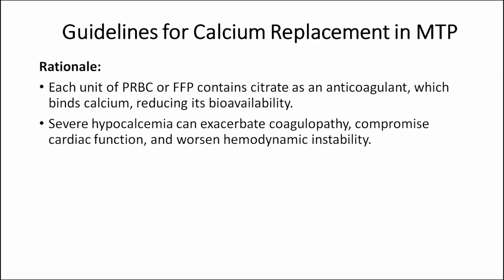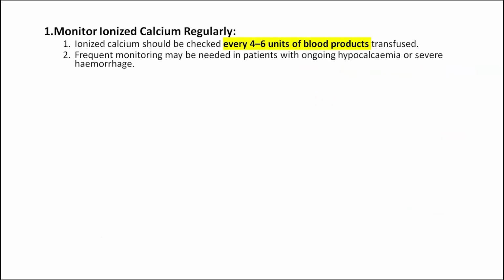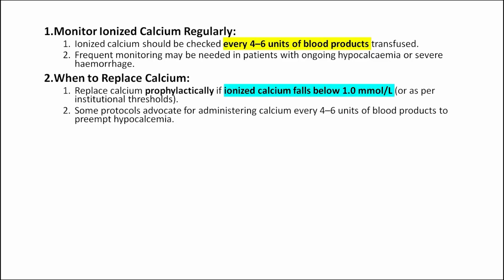What are the guidelines for calcium replacement? I told you earlier, each unit of PRBC or FFP contains citrate that becomes a chelator, which binds to the calcium and reduces bioavailability. Okay, severe hypocalcemia can itself be a cause for bleeding. So that is one thing you have to remember. What they say is, for every 4 to 6 units of blood products transfused, you might have to check the ionized calcium and then give the patient calcium.